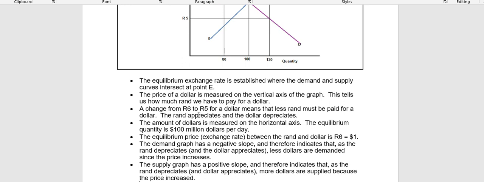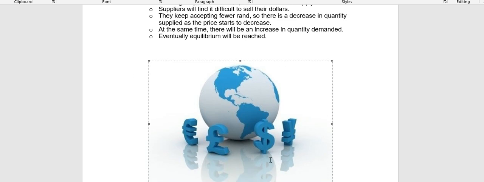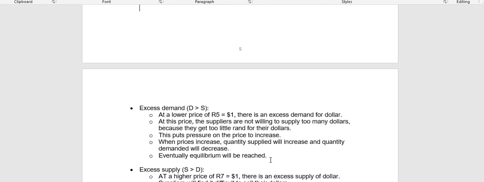But if the price changes from 6 Rand to 5 Rand, less Rand has to be paid for a dollar. We call that an appreciation, but we will discuss this in detail in lessons to come. When less Rand is given for a dollar, it means that the Rand is getting stronger, so the Rand appreciates. But automatically, if the Rand appreciates, it means that the dollar is depreciating. So I showed you exactly on the graph how to find the equilibrium. I've spoken about the slopes of the different graphs.